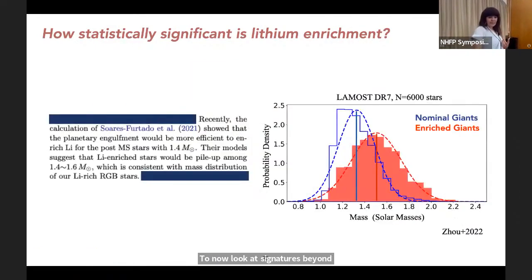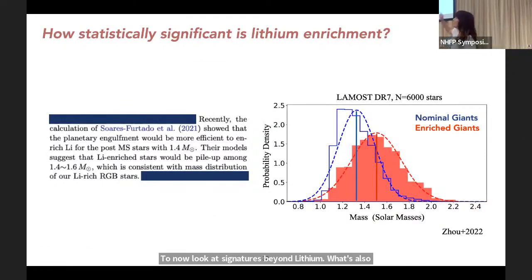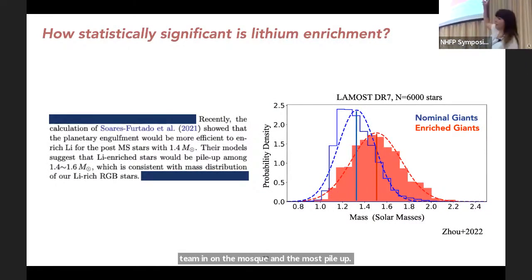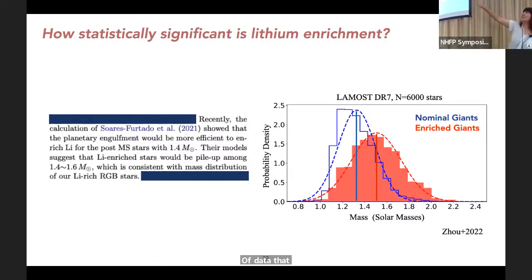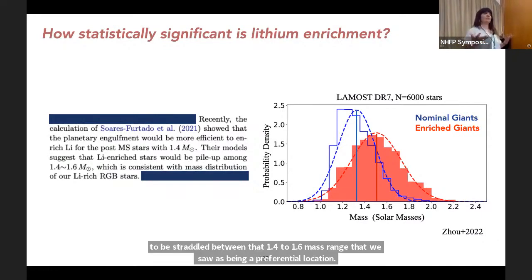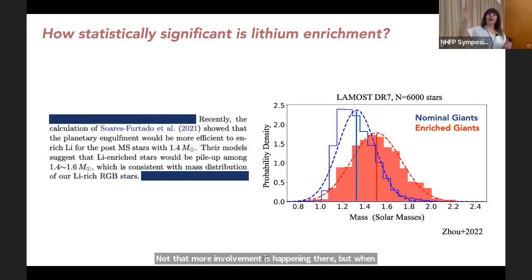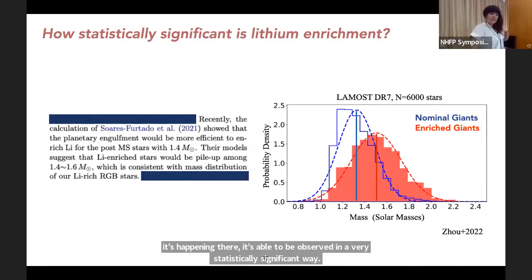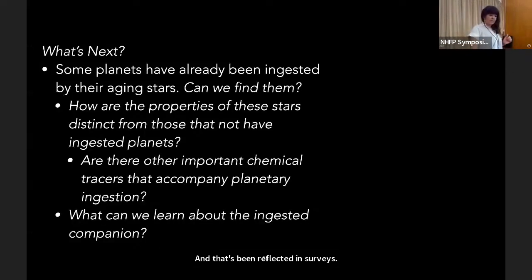to now look at signatures beyond lithium. What's also exciting is that the following year, in 2022, there was a seen in a LAMOST pileup of data that enriched giants, compared to normal giants, tended to be straddled between that 1.4 to 1.6 mass range that we saw as being a preferential location. Not that more engulfment is happening there, but when it's happening there, it's able to be observed in a very statistically significant way. And that's been reflected in surveys following that result.